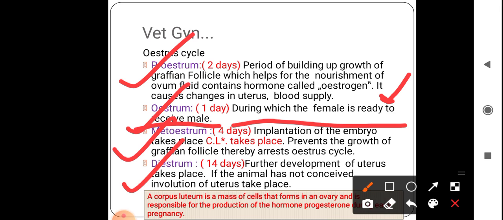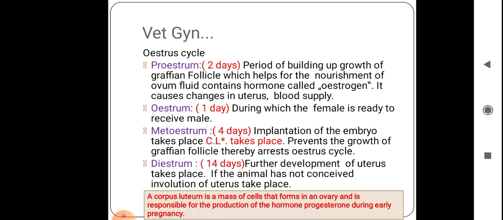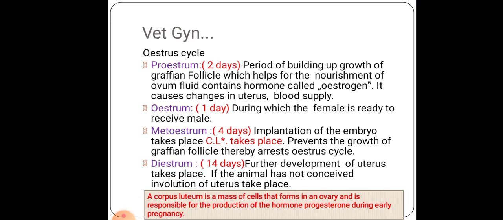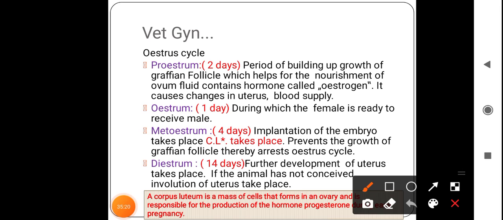Now metastrum, after artificial insemination or crossing by bull is done and if the animal has conceived. One more important thing here: when the animal shows the sign of heat, artificial insemination should be done 12 hours after the first sign of heat. Metastrum lasts 4 days. Implantation of the embryo takes place, the corpus luteum forms and prevents the growth of the Graafian follicle, thereby arresting the estrus cycle.